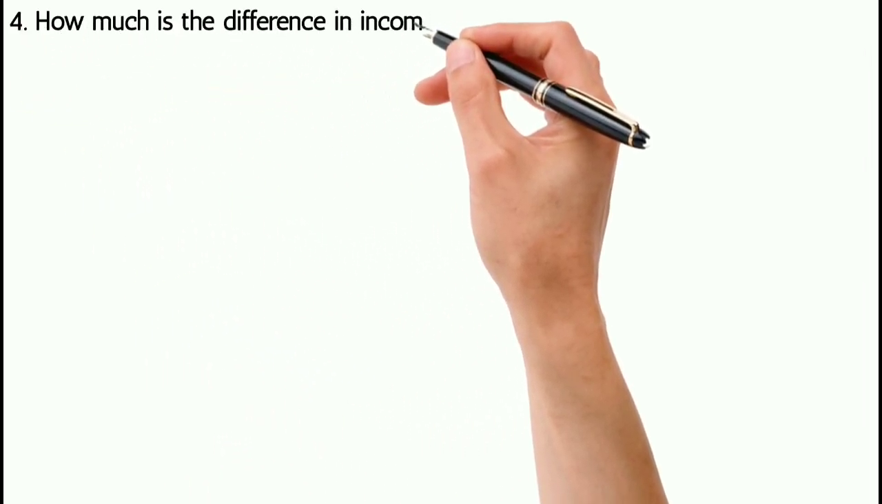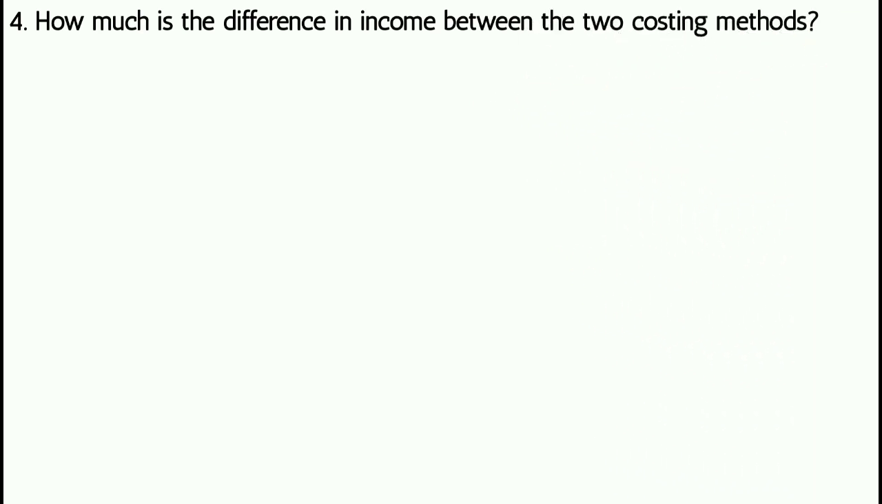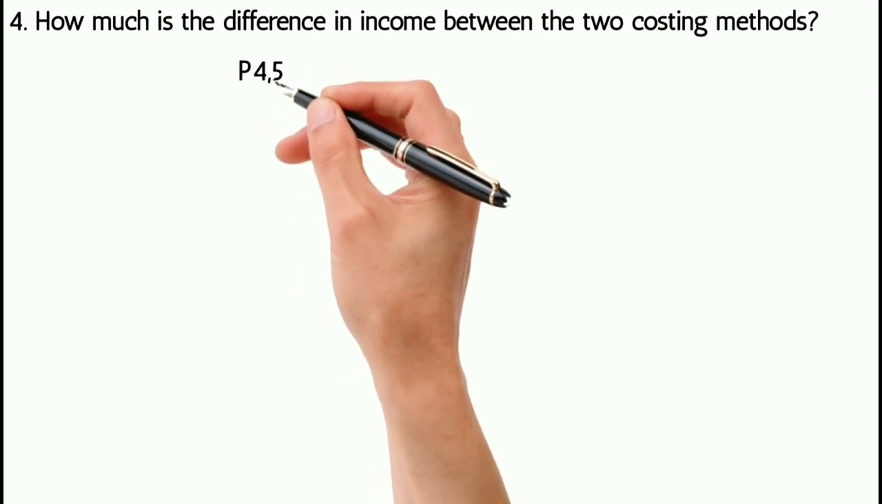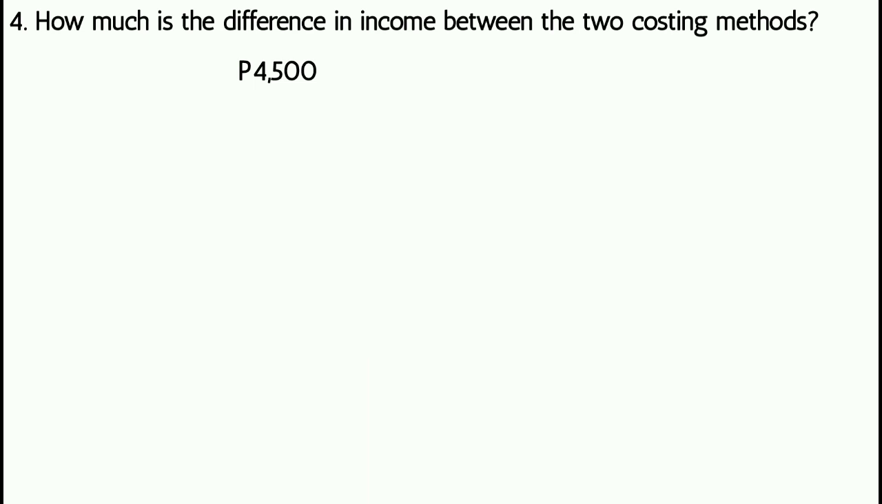Next, requirement number 4, how much is the difference in income between the two costing methods? Yung net income under absorption costing ay 4,500 pesos. At ang net income under variable costing ay 2,000 pesos. So, ang difference ng income between absorption costing and variable costing ay 2,500 pesos. 4,500 pesos minus 2,000 pesos, that is equal to 2,500 pesos.